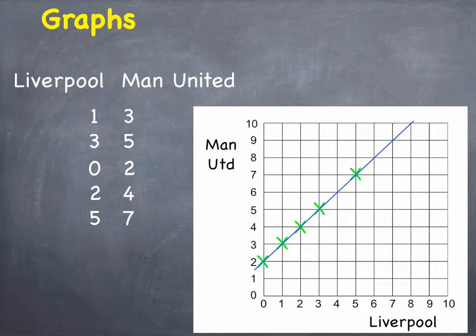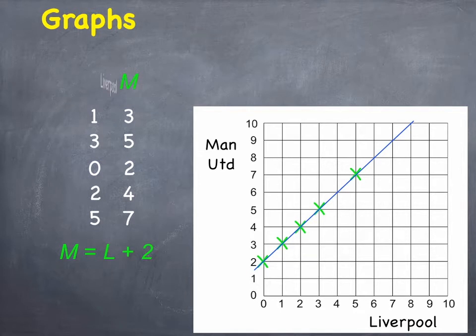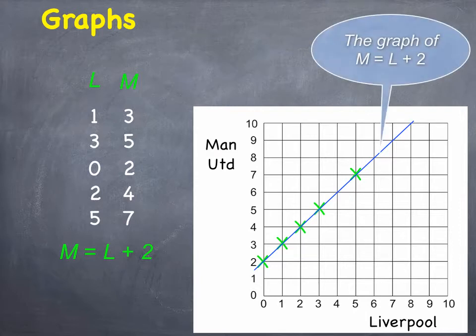Now, I could write the pattern connecting the scores as the Manchester United score equals the Liverpool score plus 2, but it's simpler just to write M equals L plus 2, where M is the Manchester United score and L is the Liverpool score. So this equation describes the pattern of the straight line, and this line is called the graph of the equation M equals L plus 2.